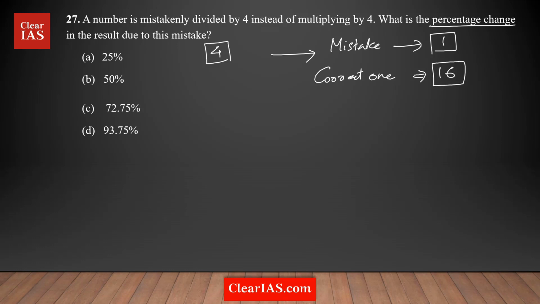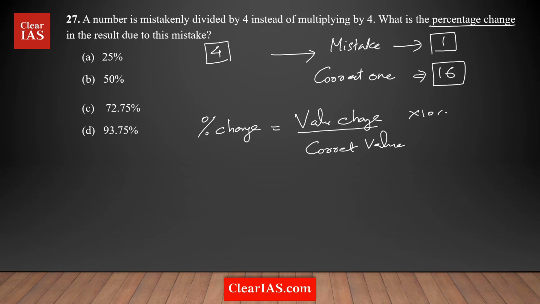The value I got by mistake is 1, and I need to calculate the percentage change. How do you calculate percentage change? What is the value change here, upon comparing with the correct value? The correct value is your base value. Then you multiply by 100. That's how we calculate the percentage change in terms of mistakes in this scenario. So what's the value change here, and what is the correct value, which is your base value, multiply by 100.